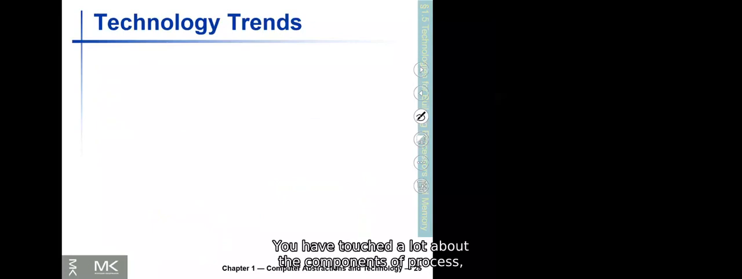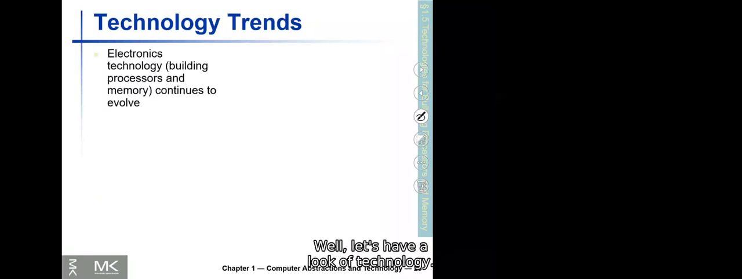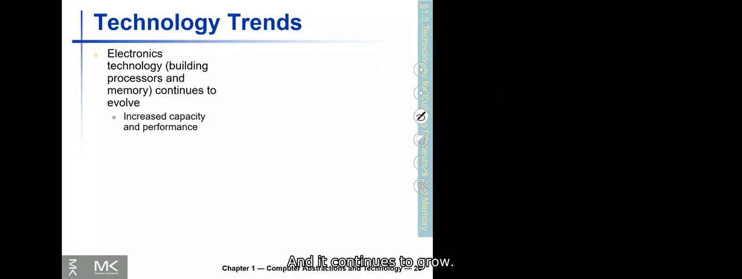We have talked a lot about the components of the computers, and they are all based on technology. As you see, the name of the chapter is Computer Abstractions and Technology. They are all due to technology, because technology has grown, and it made so many things possible. Well, let's have a look at technology. This technology is what builds processors, memory, input-output devices, and so on. And it continues to grow.